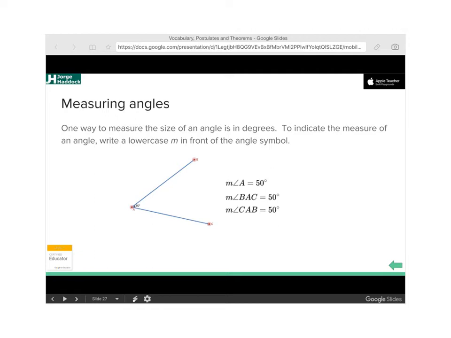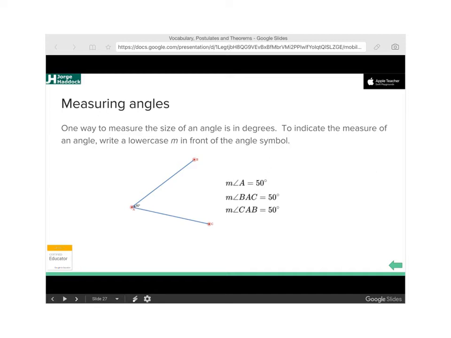There are two ways of measuring angles, and one way is in degrees. In geometry, we're most of the time using degrees. To indicate the measure, we write an m in the front. So this is angle A, which measures 50 degrees. As you can see, we have three different ways of writing it with that m in front.